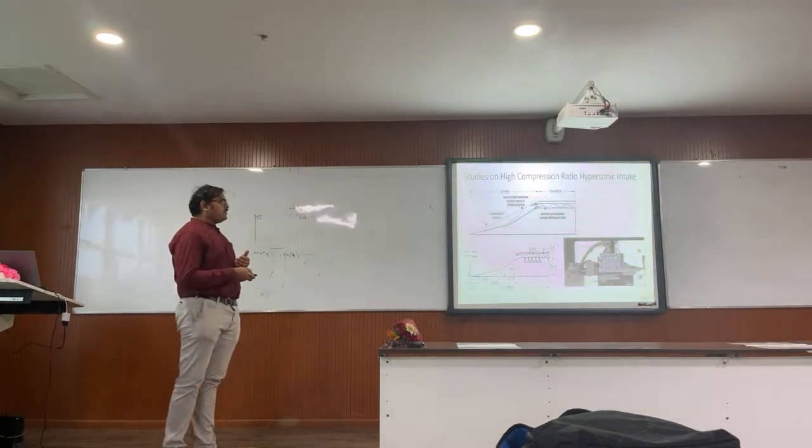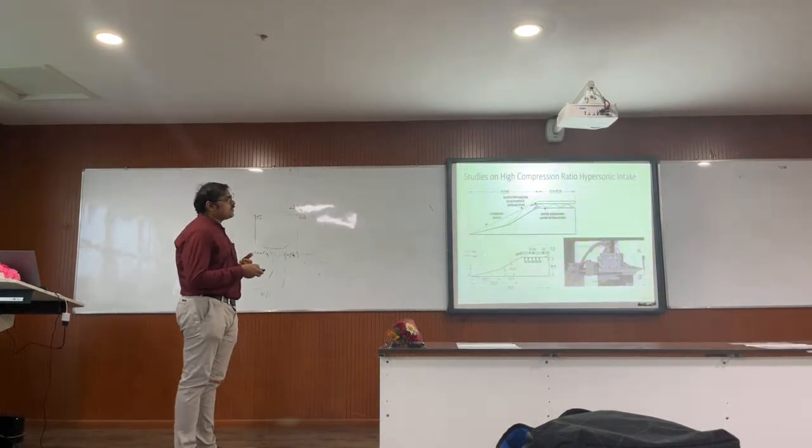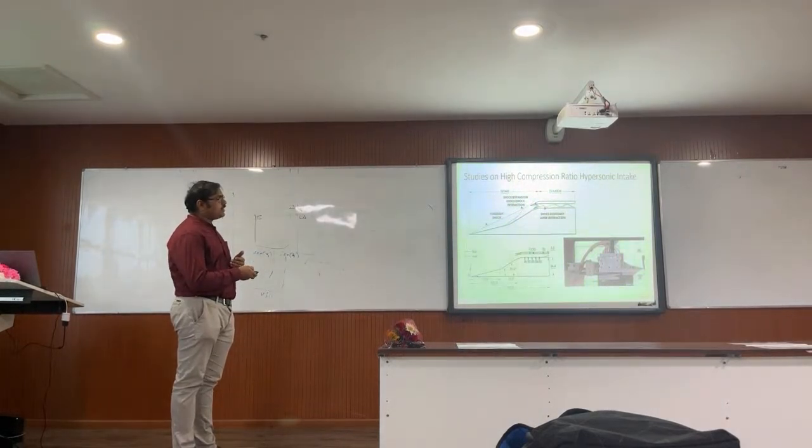So in our intake, we have two ramps and two cowl shocks. So there are four shocks that get formed over here, and these ramp systems provide the external compression, while the cowl system provides the internal compression, and then it goes into the isolator.